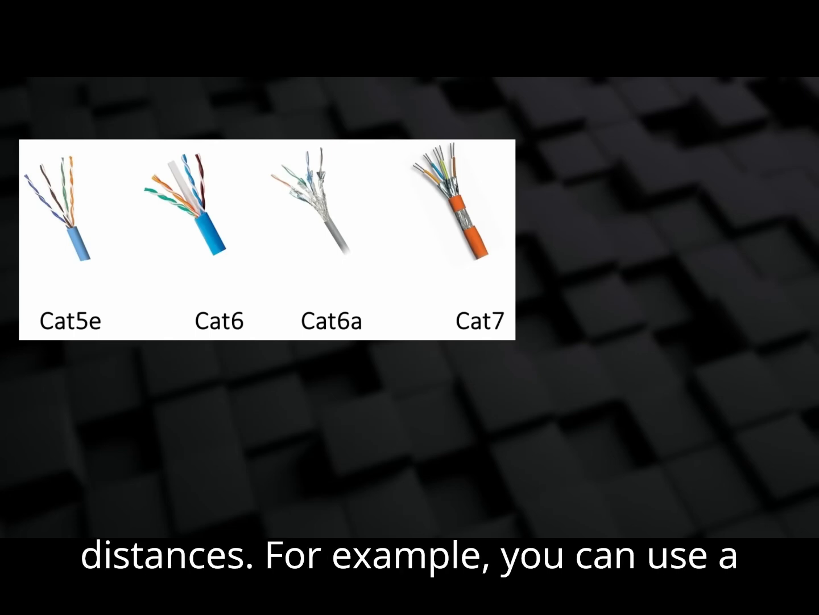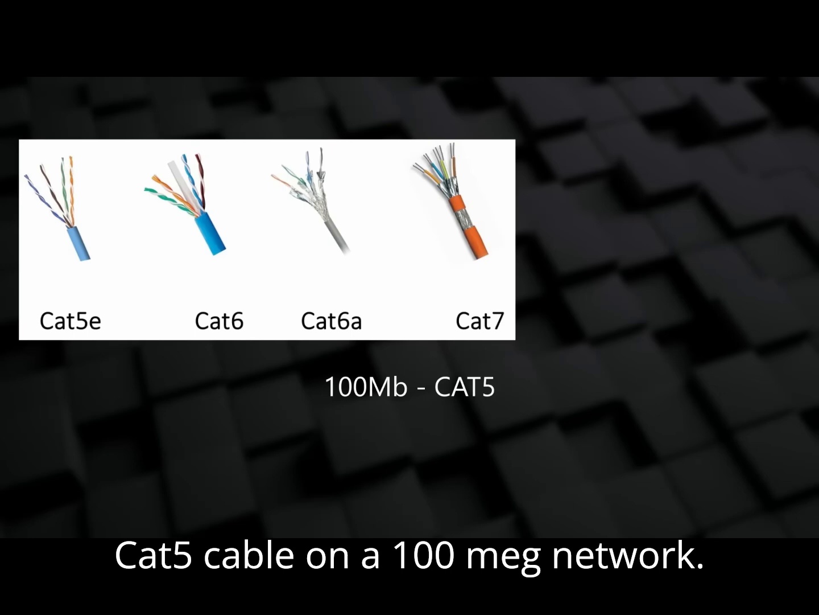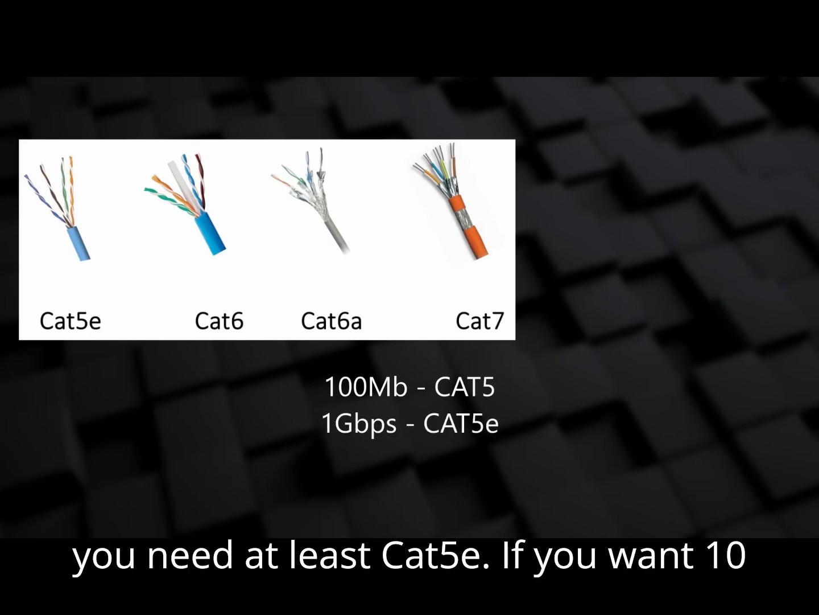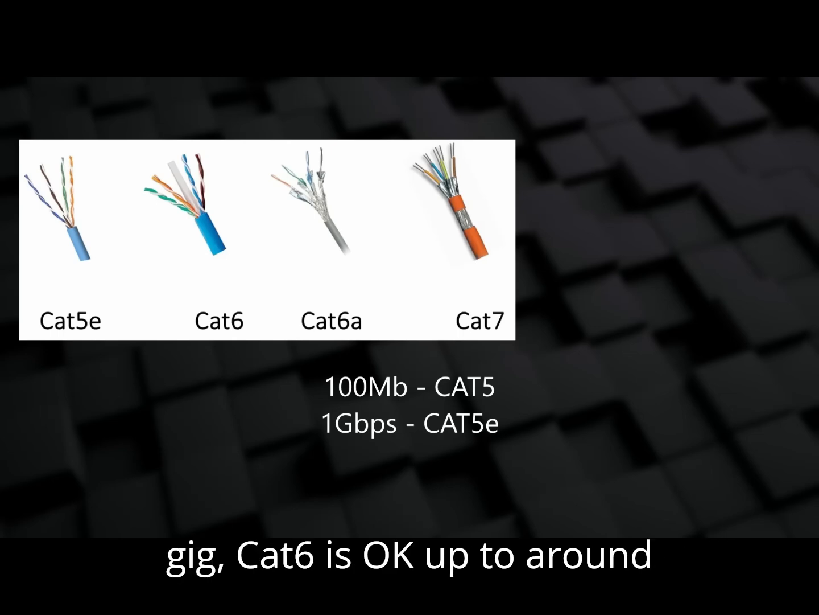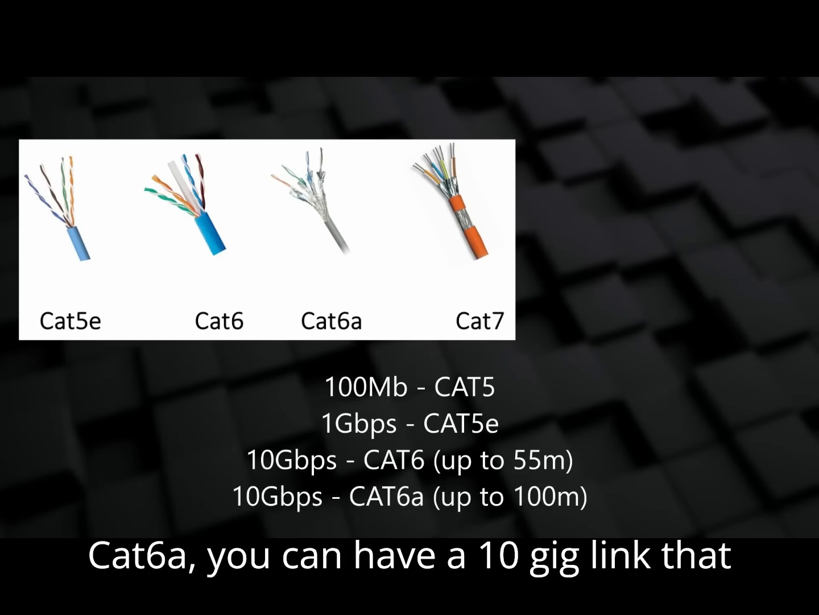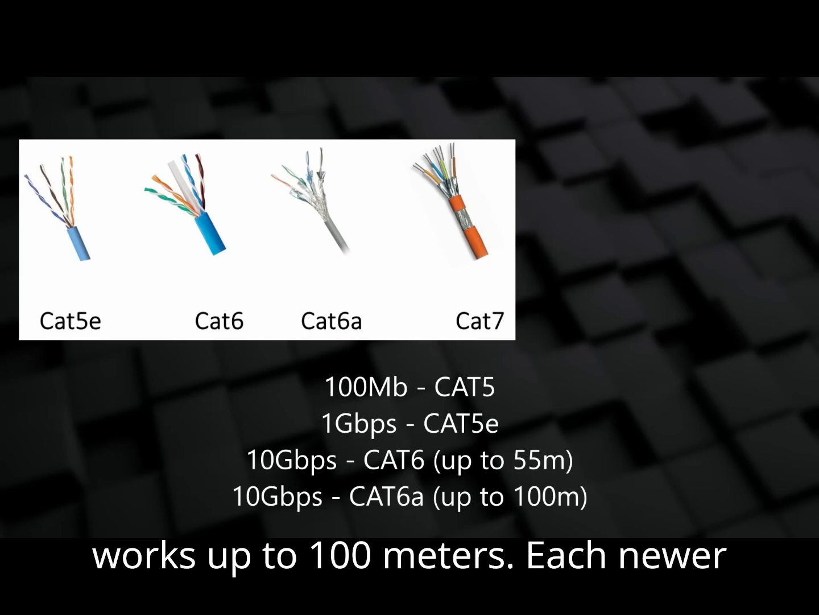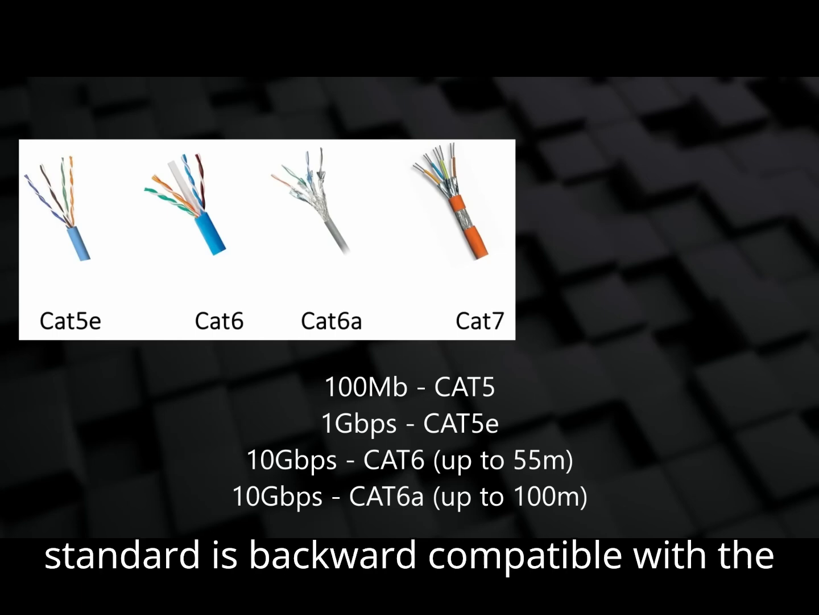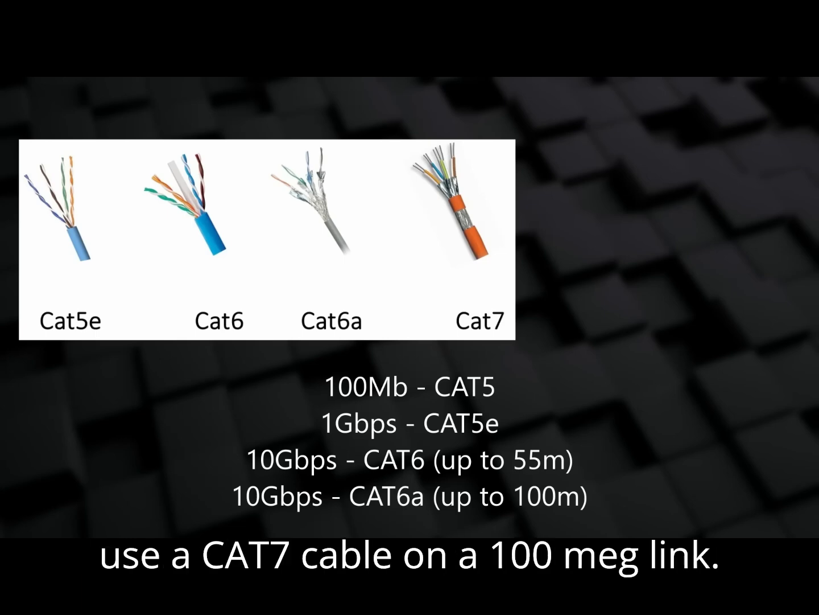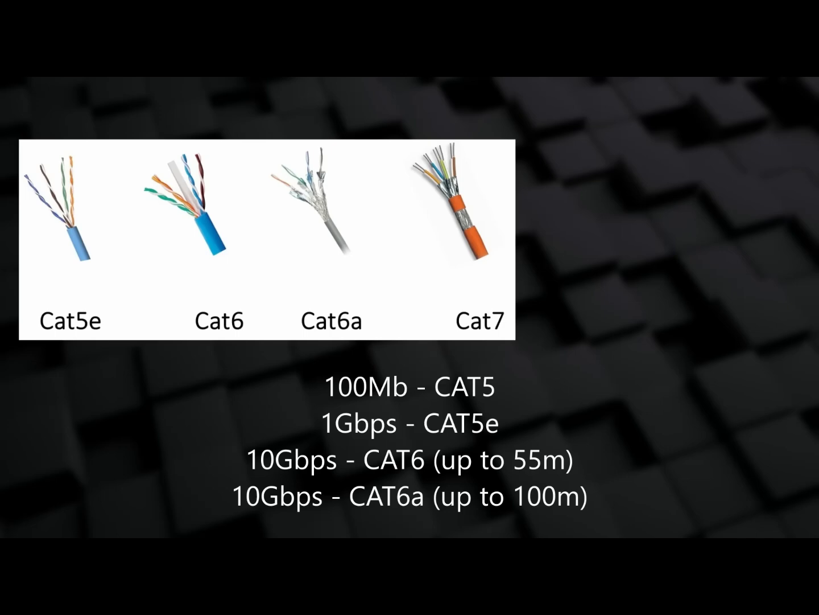For example, you can use a Cat 5 cable on a 100 meg network. But if you want to run a gigabit network, you need at least Cat 5e. If you want 10 gig, Cat 6 is okay up to around 55 meters. But if you run Cat 6a, you can have a 10 gig link that works up to 100 meters. Each newer standard is backward compatible with the older technology. For example, you can use a Cat 7 cable on a 100 meg link.